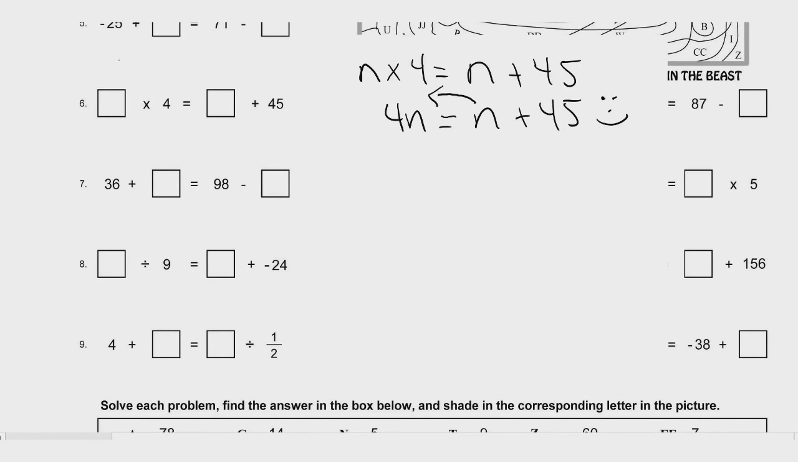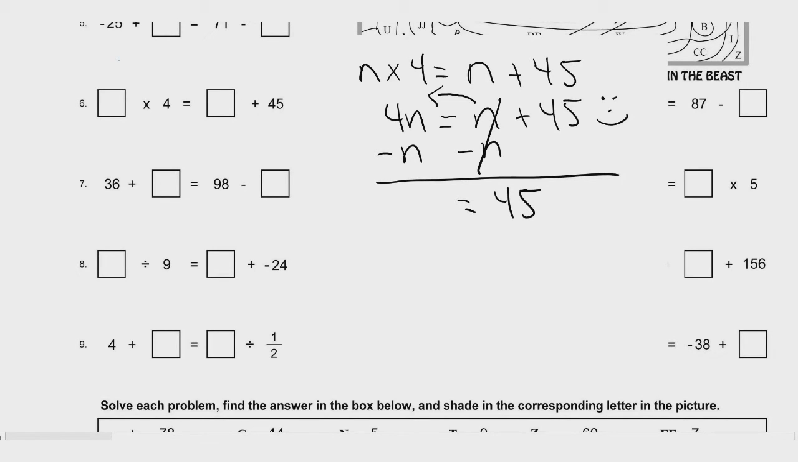And the opposite of a positive or plus n is a minus n or a negative n. So we're just going to put minus n here and minus n over here. Remember, whatever you do to one side, you have to do to the other. And since we're sending it to the opposite side, we do the opposite operation. The opposite of adding or plus is subtraction. So these guys are going to cancel themselves out. We end up with 45 over here.